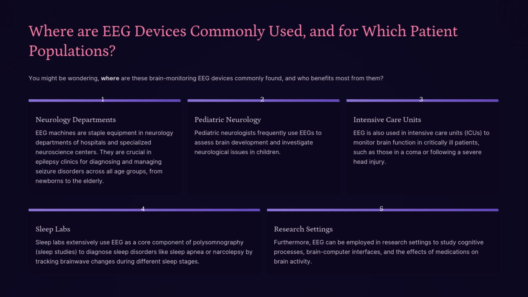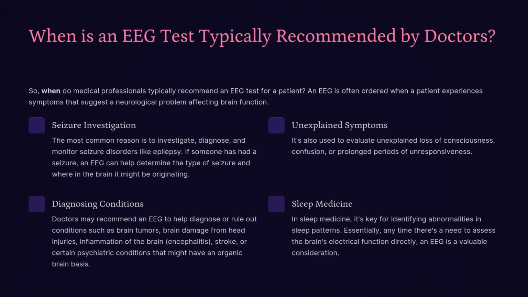Sleep labs extensively use EEG as a core component of polysomnography, sleep studies, to diagnose sleep disorders like sleep apnea or narcolepsy by tracking brainwave changes during different sleep stages. Furthermore, EEG can be employed in research settings to study cognitive processes, brain-computer interfaces, and the effects of medications on brain activity. When is an EEG test typically recommended by doctors?